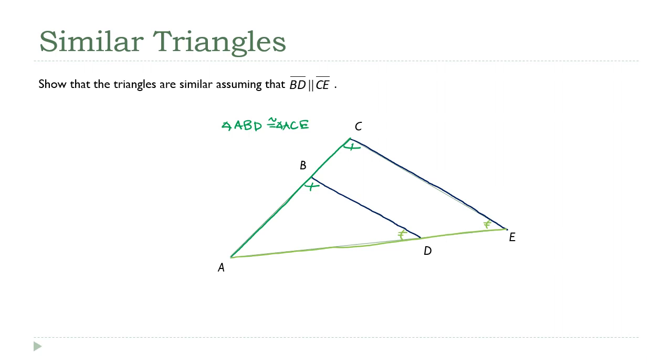And looking down here at the bottom part, angle ADB is congruent to angle AEC, and there are my two pairs of congruent angles, right? That's what I needed to show. So by the AA similarity theorem, these two triangles are similar. And the way I'm going to write that, I'm going to say triangle ABD is similar to triangle ACE.